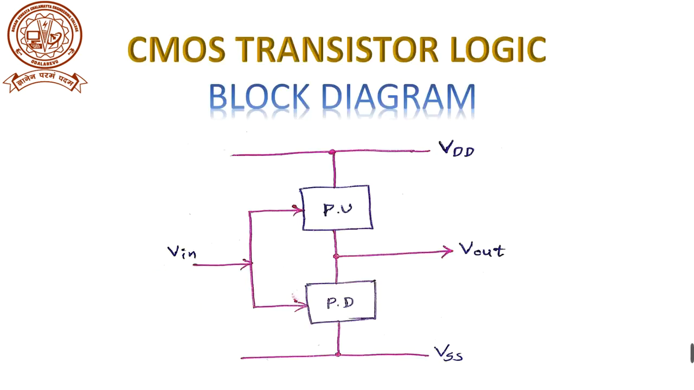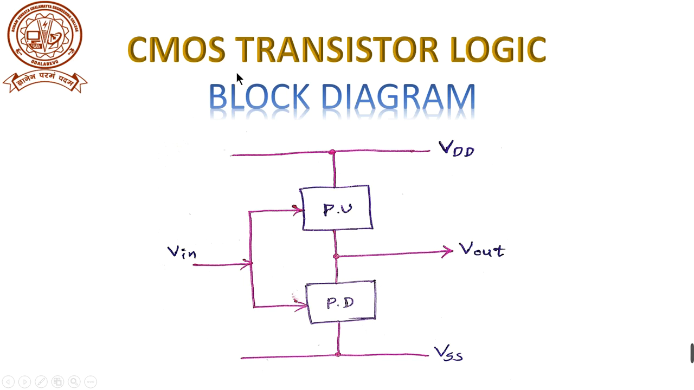And coming to the CMOS transistor circuit, simply this is the block diagram, and it consists of both pull up transistor and pull down transistor. In the case of PMOS transistor logic, the input should be given only to the pull up transistors. You never give input to the pull down transistors in the PMOS transistor logic. In the NMOS transistor logic, the input should be given to the pull down transistors only. We never give the inputs to the pull up transistors.